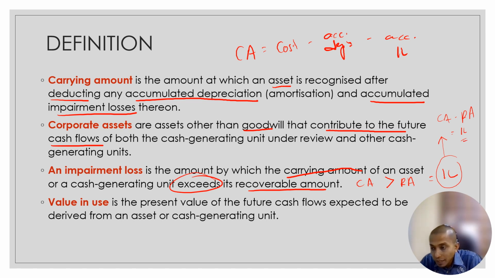So what is value in use? It is the present value of the future cash flow expected to be derived from the asset or cash generating unit. In other words, value in use is calculated using the concept of present value. Remember, continuing to use the asset is going to give us cash inflow in the future. To bring all this future cash inflow to today, we use the concept of present value.